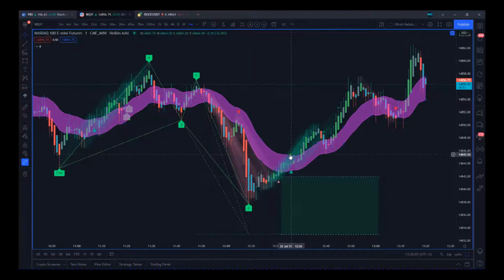So our entry simply is above the EMA cloud. We've got the confirmation on the close of this candle, so our entry is just above the EMA cloud on that candle there. Okay, I'm going to change that color in green right now. So that's our entry at around 14,845.50.